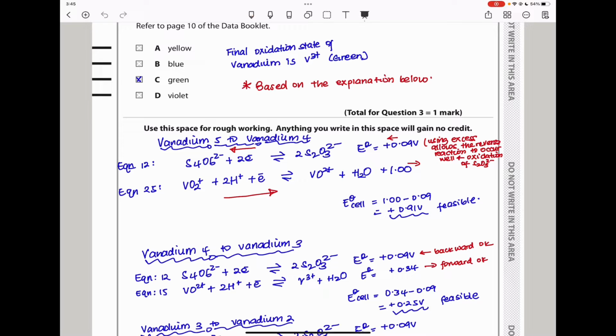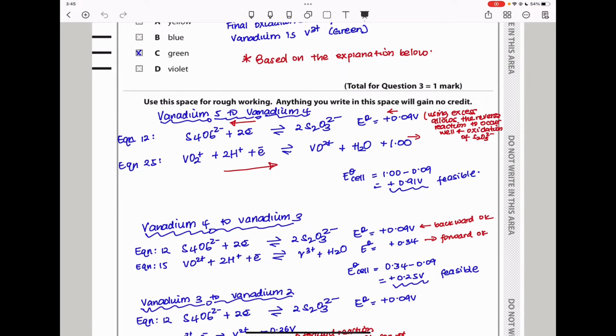Based on the electrode potentials we have here, we can see it makes sense. This is going in that direction because this is higher than that one. There is a possibility that this reaction is feasible. To determine feasibility, I calculated the E theta for the cell, which is 1.00 minus 0.09, giving us a positive 0.91 volts. Because the E theta for this cell is positive, we know that vanadium 5 is going to be reduced to vanadium 4, and that reaction will occur. Remember, thiosulfate is going to be oxidized as vanadium is reduced.